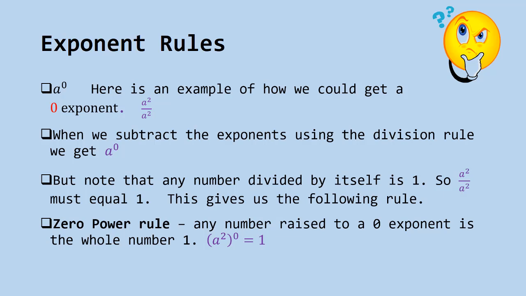So in our case, if I took a squared and raised it to the 0 power, I would literally get the whole number 1. The a would be gone. It would just be the whole number 1. So this page sort of proves why a to the 0 comes out to be the whole number 1.